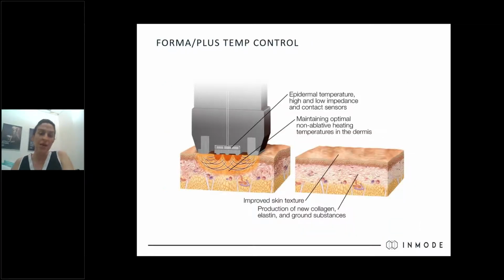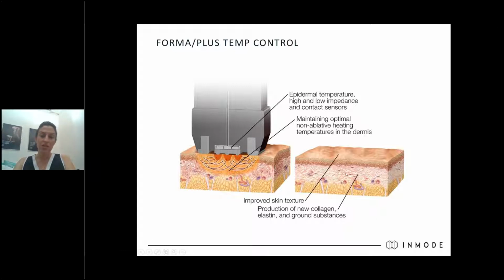And this is how it looks with regards to temperature control. We talked about epidermal temperature monitoring, high and low impedance with the help of contact sensors that are embedded in the central electrode. This is basically just showing what we've discussed earlier, maintaining an optimal temperature but non-ablative. So this is all done on the surface of the skin, so there's no penetration of needles even, unlike with the Morpheus and Proctora that we did previously.